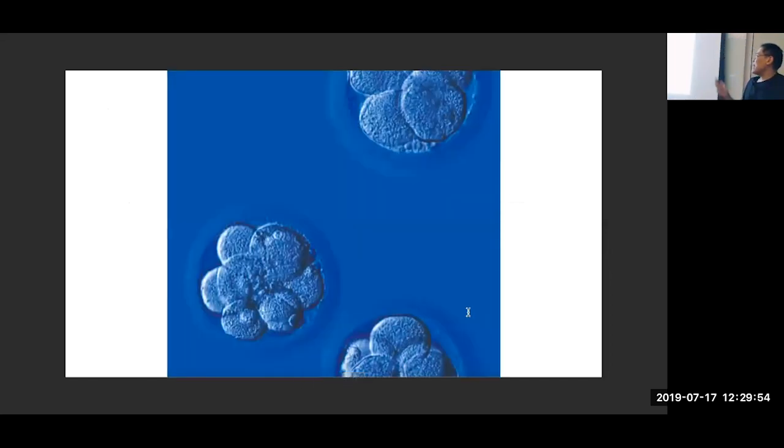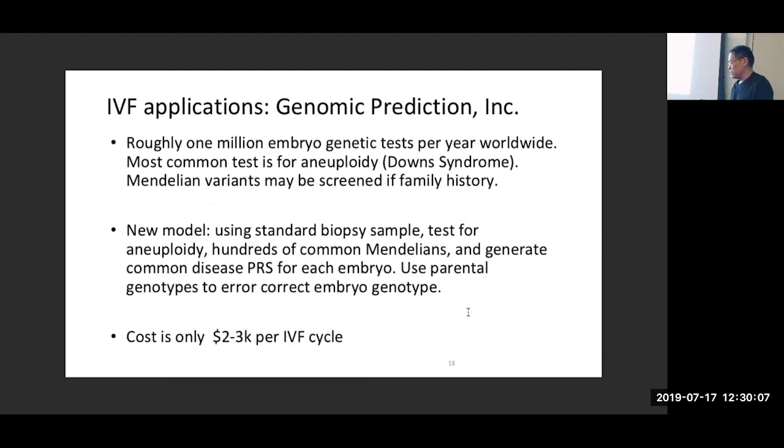Okay, now I'm finally to the point that Fyodor advertised. So does anybody know what this is? Blastocyst? Embryo, yes. So these are embryos. Currently, worldwide, there are about 1 million embryo genetic tests done each year.